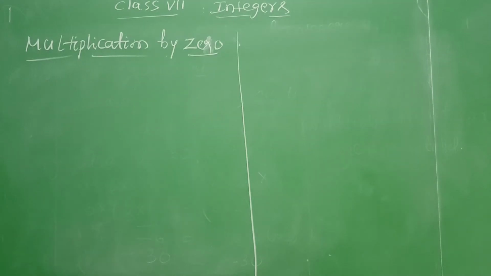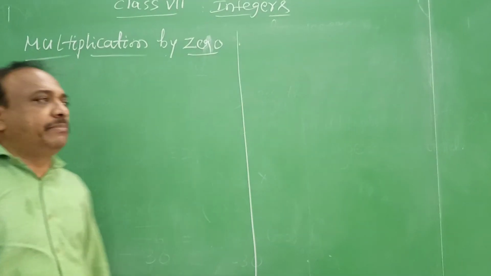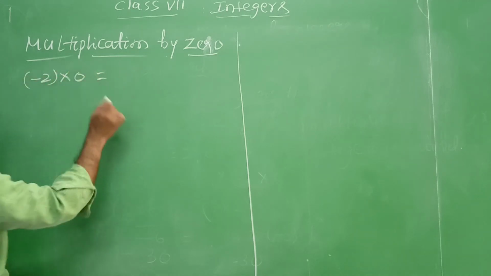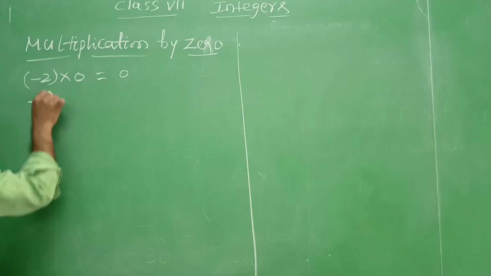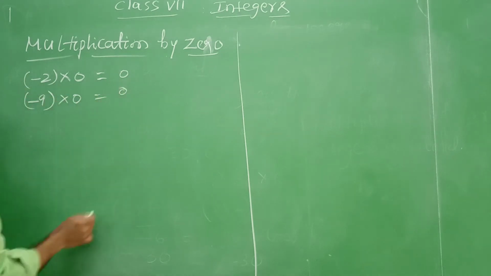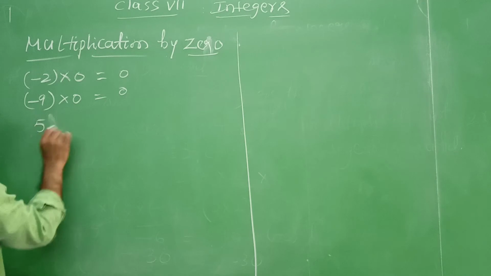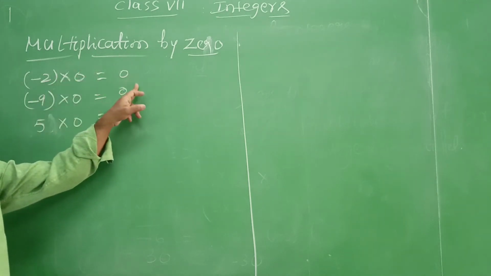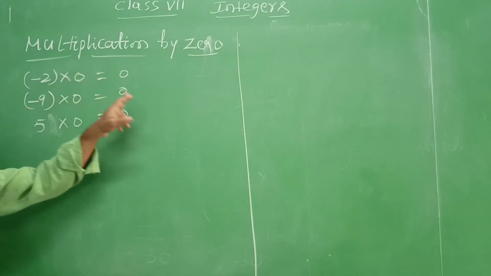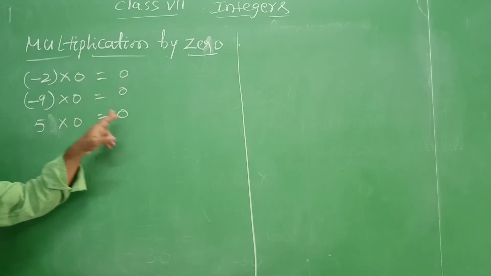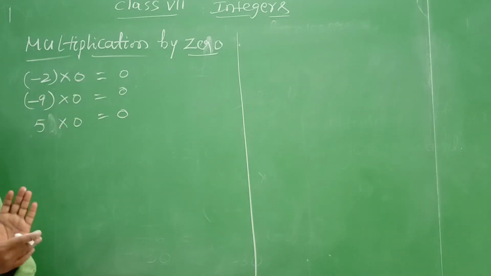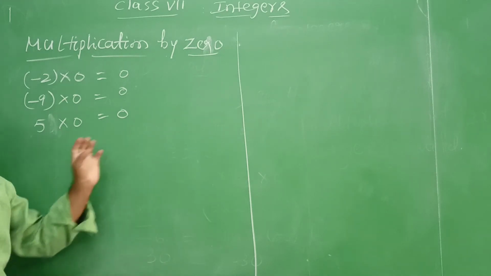Let us see multiplication by 0. Any integer multiplied by 0. If you take minus 2 into 0, the result is 0. Minus 9 into 0, the result is 0. 5 into 0, the result is 0. That means 0 into minus 2 is also 0, 0 into minus 9 is also 0, 0 into 5 is also 0. So when we multiply any integer with 0, the result is 0.